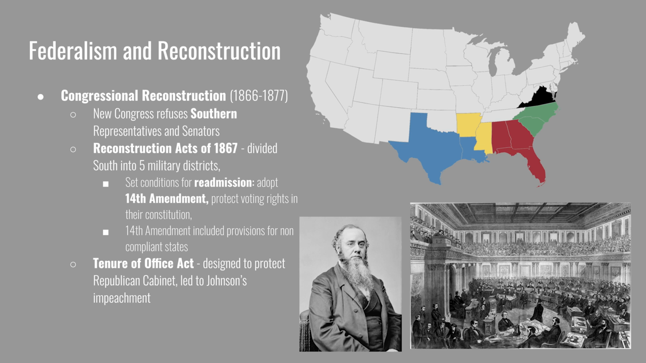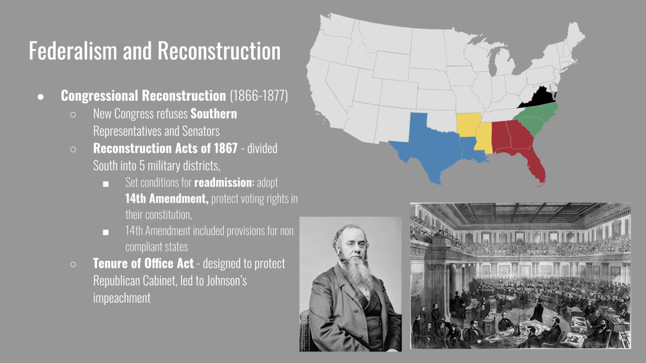It divided the South into 5 military districts that were overseen by the Secretary of War, Edwin Stanton. These acts set the conditions for readmission. Before they could be readmitted into the Union and the military would be moved from those states, each state would have to adopt the 14th Amendment, which grants citizenship to African Americans, and also amend their own state constitutions to protect voting rights for African Americans. If those two things were not done, then they would not be readmitted and military reconstruction would continue.